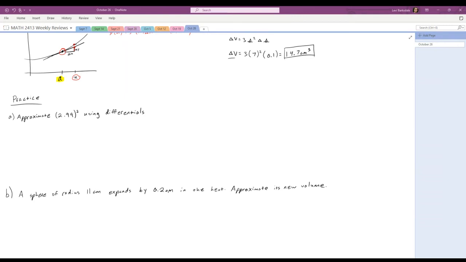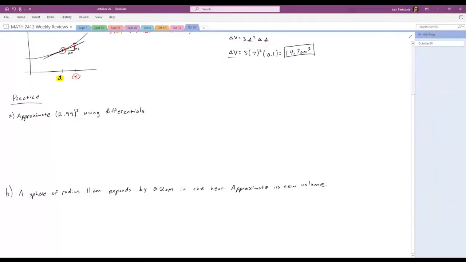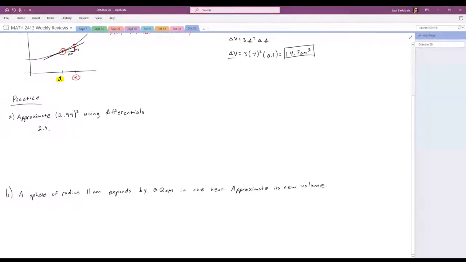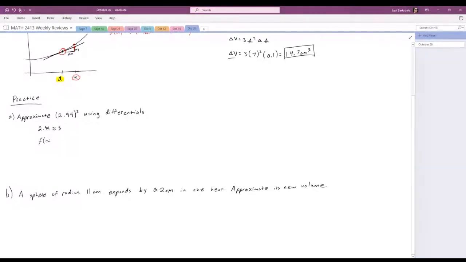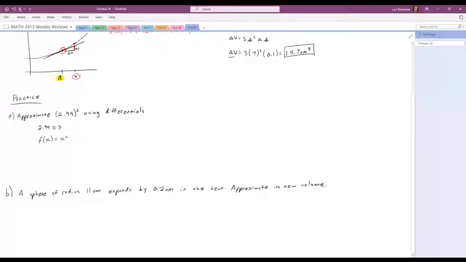Let's talk a little bit about part A, since it seems like a few of you are struggling with this one. With a lot of these differentials problems, what we want to start by doing is writing a function that we can then use to represent our situation. So in this case, we're trying to approximate 2.99 squared. Well, 2.99 is approximately equal to 3, so maybe 2.99 squared should be approximately equal to 3 squared. But really what we're doing in each case is we're using a general function of just squaring something else.